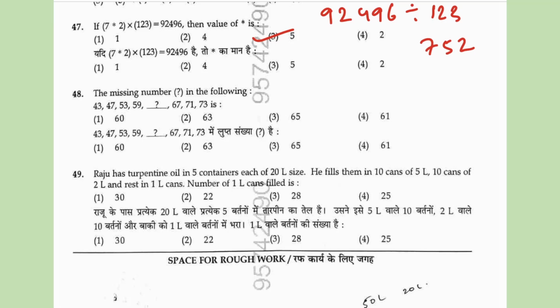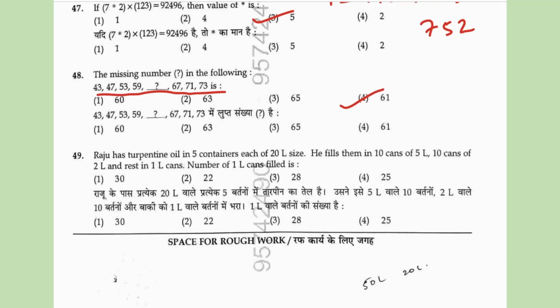Missing number. So if you look at these numbers, these are all prime numbers. All prime numbers have been put up. So after 59, the next number is 61. So 61 and then 67. So 61 would be the correct answer.